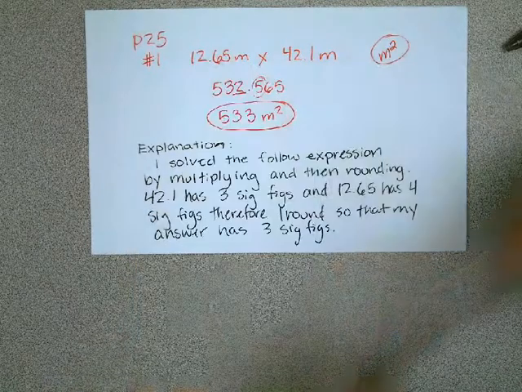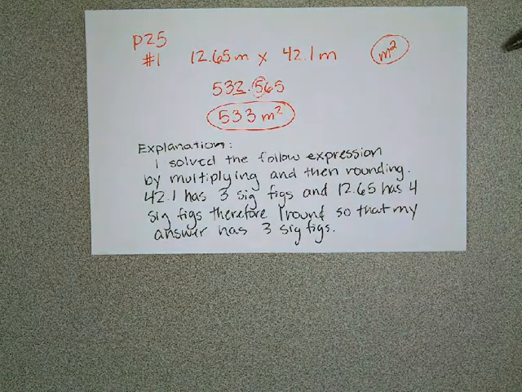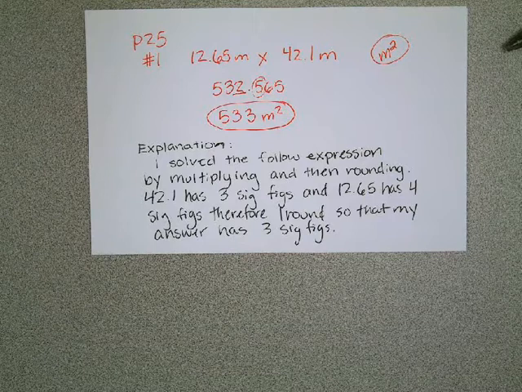The next thing that I do is I complete the expression by taking 12 and 65/100ths and multiplying it by 42 and 1/10. My initial answer is 532 and 565 thousandths. That's a problem because that number now looks more exact than any of the numbers that I started with. Therefore, I must round.